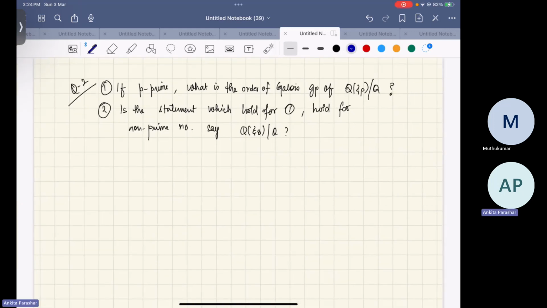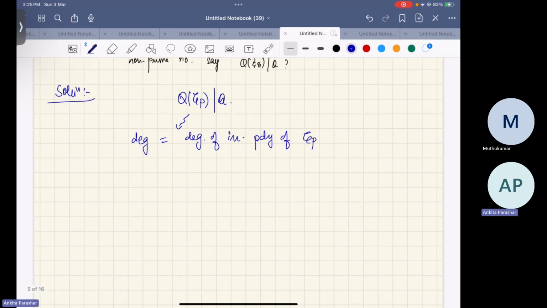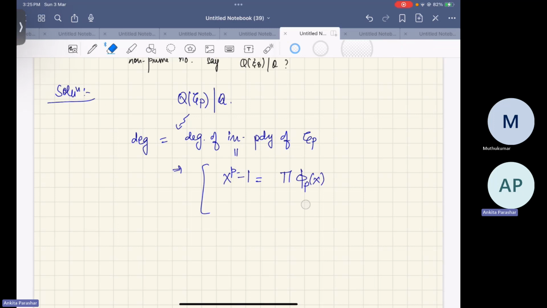Now, question 2 is, I think this is anyway just a repetition. If p is prime, what is the order of the Galois group of Q zeta p over Q? That we know, I guess. So let's repeat again. For Q zeta p over Q, this degree is the same as the degree of the irreducible polynomial of zeta p, and we know that x power p minus 1 is the product of phi dx where d divides p, which is just phi 1x and phi px.